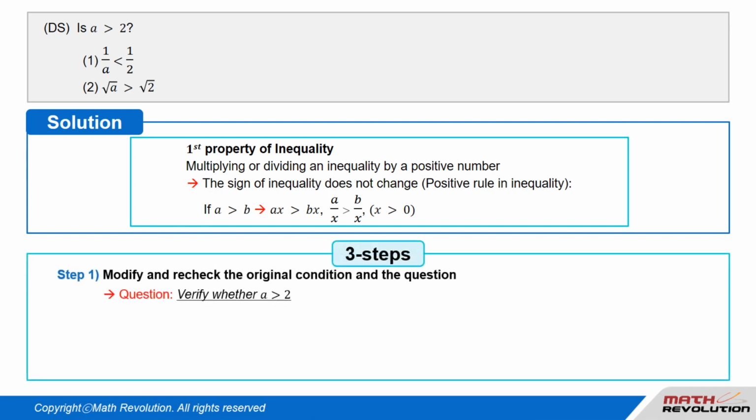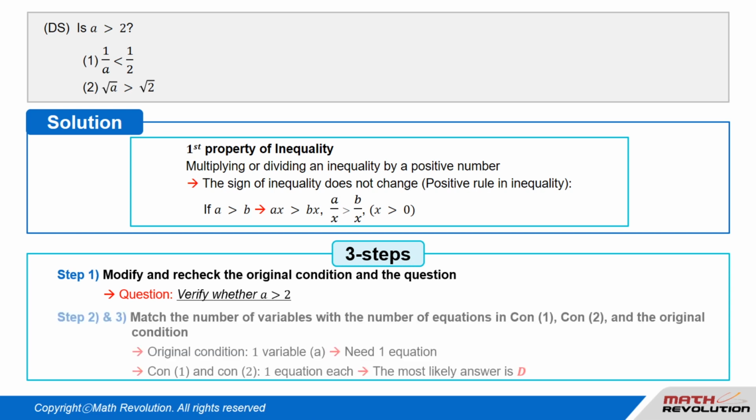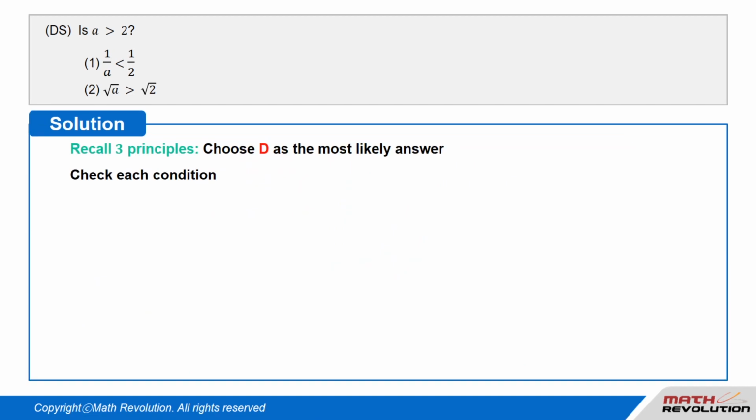Let us follow the first step of the variable approach by modifying and rechecking the original condition and the question. We are required to verify whether the range A is greater than 2 is true. Follow the second and the third steps. From the original condition, we have one variable, A. To match the number of variables with the number of equations, we need one equation. Since conditions 1 and 2 will provide one equation each, D would most likely be the answer. Recall 3 principles and choose D as the most likely answer.